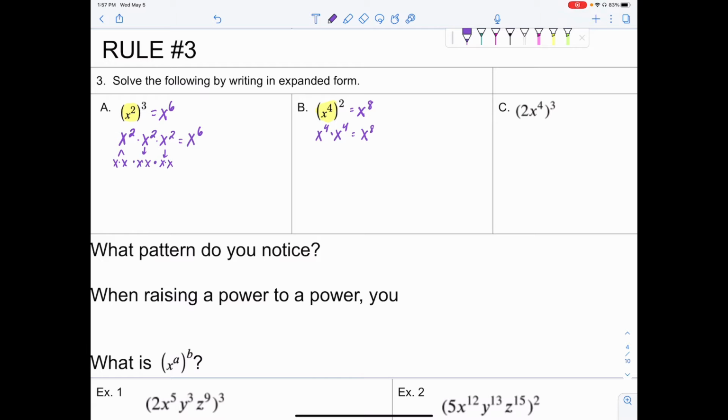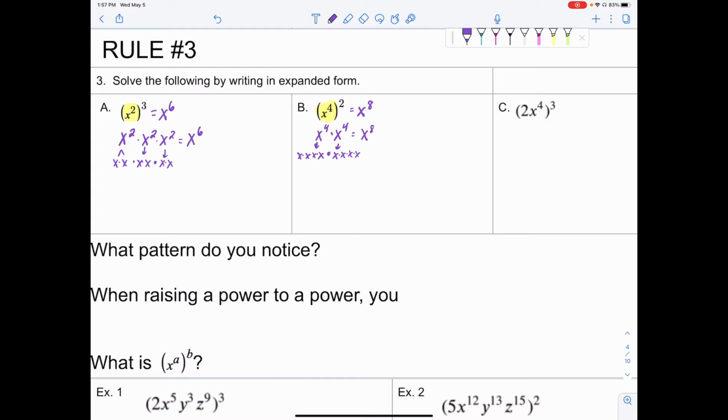Again, if it helped you to think about it the long way, x to the 4th would be x times x times x times x, times another x to the 4th, x times x times x times x, and then you can see we really are multiplying x by itself 8 times.